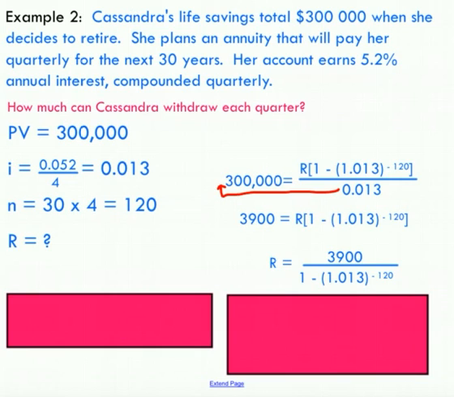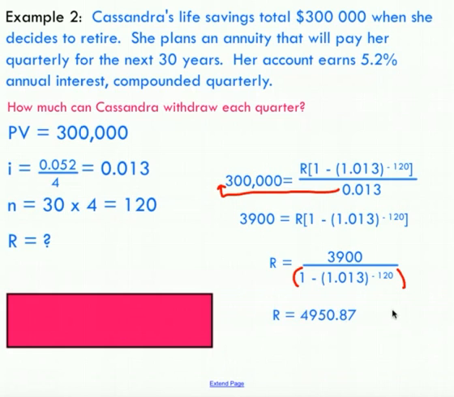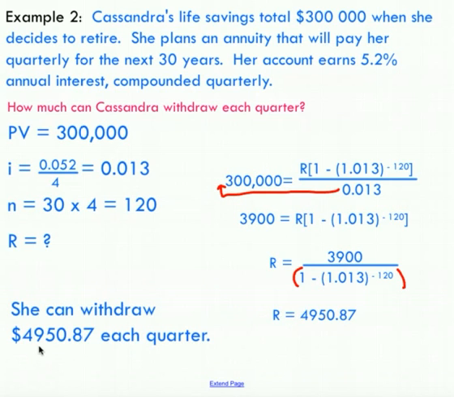On your calculator, what you're going to want to type is 3,900. You're going to push your divided by button and open a set of brackets. You're going to type 1 minus, open another set of brackets, type this decimal number, close one set of brackets and raise it to your exponent, and then you're going to close the final set of brackets and push equals. Your calculator should spit out this value here. So we've determined that our regular withdrawals will be $4,950.87 each quarter. So you can do this 4 times in a year.